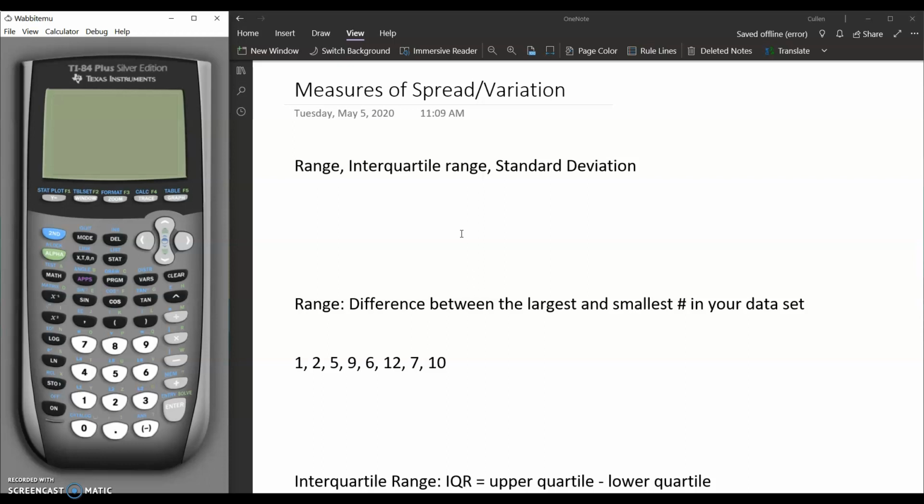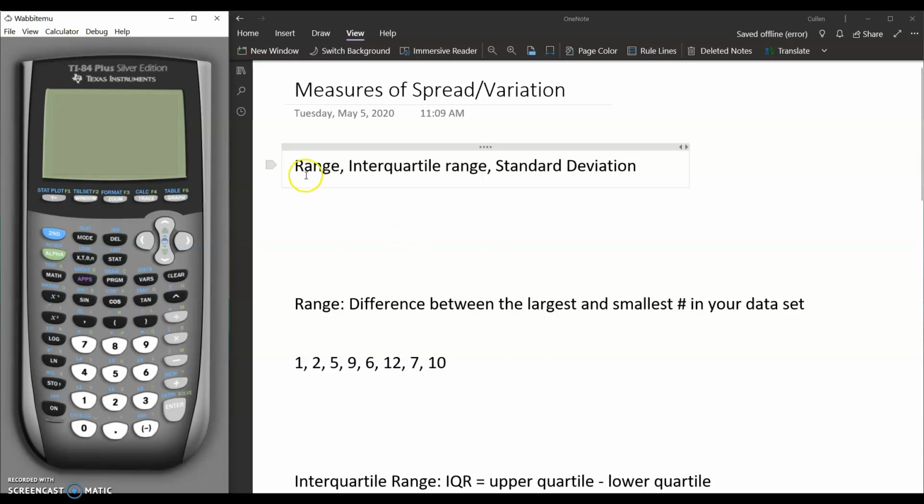Okay. So let's talk about measures of spread, or sometimes people will call it variation. You can call it either way. Really, what this is going to tell you about your data is how far apart your data is, or your data are. I'm not sure which word to use, but it's just going to tell you how spread out your data is.